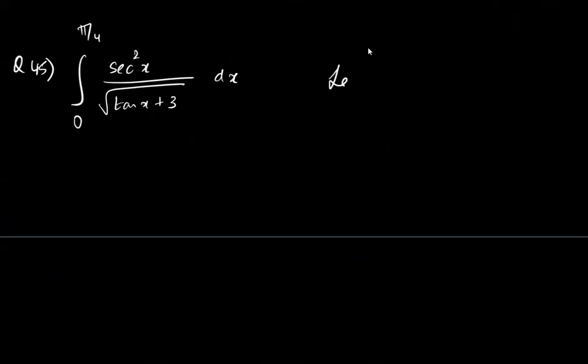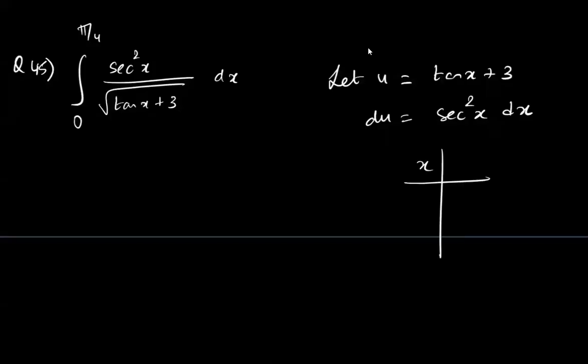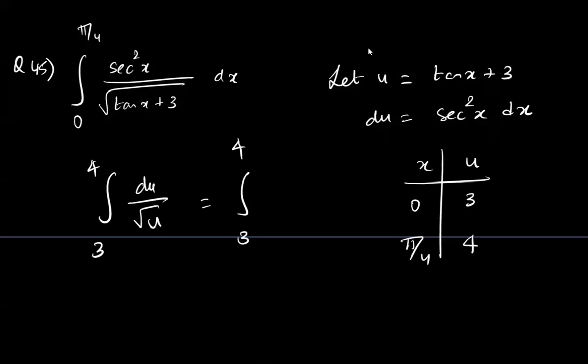Okay, so now here my u is tan x plus 3. My du will be secant squared x dx. Okay, then I do this between x and u. If my x was 0, my u was tan 0 is 0, so this is 3. If my x was pi over 4, tan pi over 4 is 1, 1 plus 3 is 4. So this will become from 3 to 4 du over square root of u, which can be written as 3 to 4 u to the power of negative 1 half du.